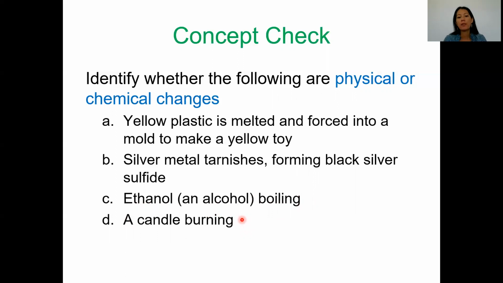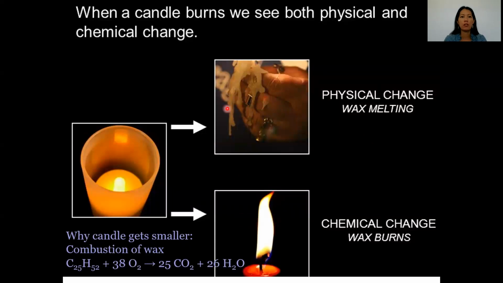A candle burning. This is a little trickier. This involves two changes, physical and chemical. When you actually melt the wax, that's a physical change because you still have the wax there, it's just in a different form. However, how did you create that heat and light? You combusted the wax. The wax is a hydrocarbon. Think of it as a fuel, like a gasoline. You're burning it, and when you combine it with oxygen in a combustion to give carbon dioxide and water, which is classical, regardless of the type of hydrocarbon, that's a chemical change. You broke bonds and formed new bonds.